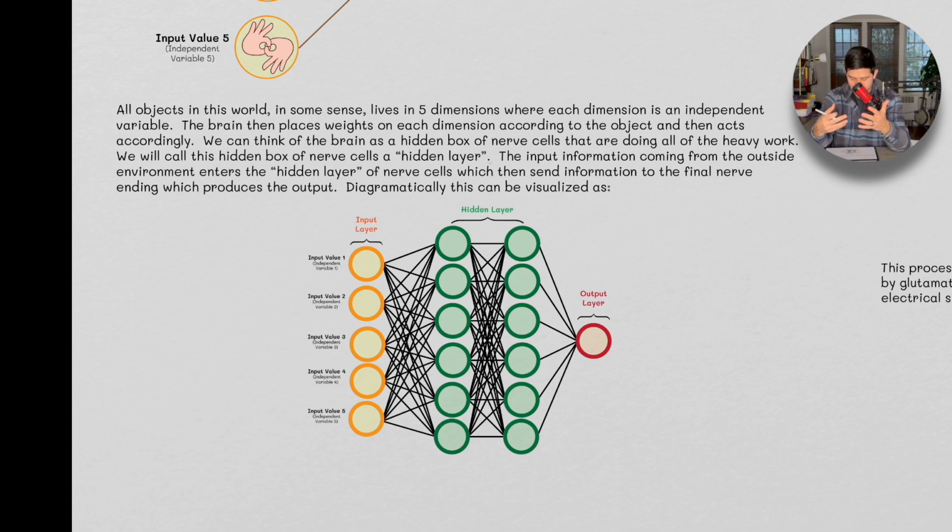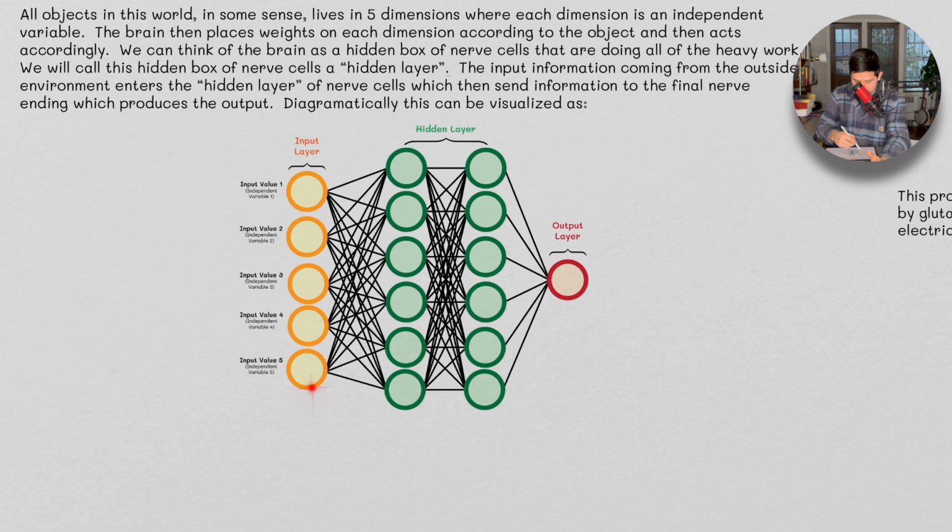Okay. Diagrammatically, this can be visualized in this way, right? So you have all your input layers. All your input layers are going to be fed into your hidden layers, right? So these are your interneurons. These are your afferent neurons, and then your efferent neurons are going to be the ones that produce the output. Okay. So in theory, all of these should be connected, but what actually is going on is that not all of them are connected.